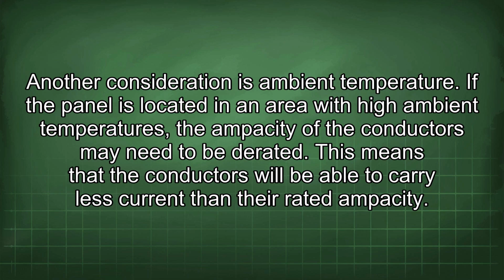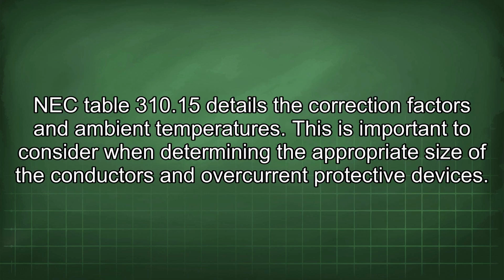Another consideration is ambient temperature. If the panel is located in an area with high ambient temperatures, the ampacity of the conductors may need to be derated. This means that the conductors will be able to carry less current than their rated ampacity. NEC Table 310.15 details the correction factors and ambient temperatures. This is important to consider when determining the appropriate size of the conductors and overcurrent protective devices.